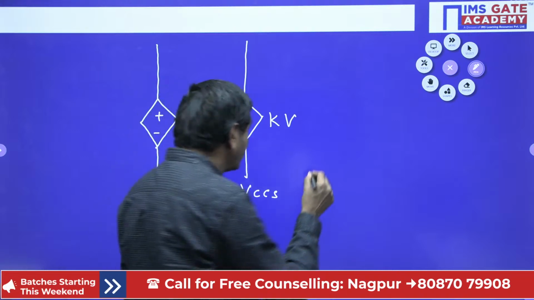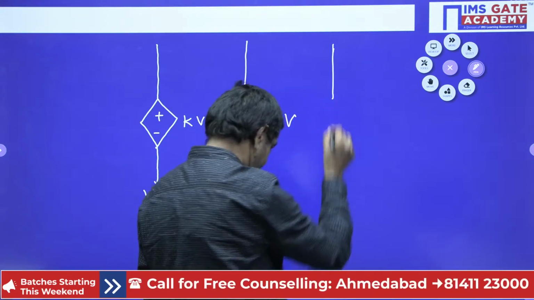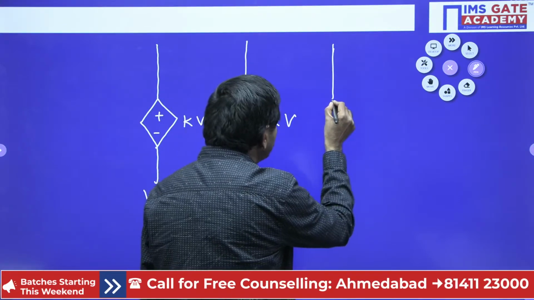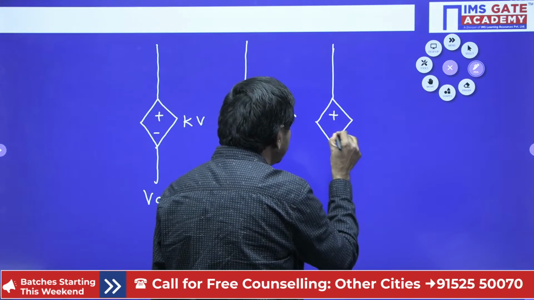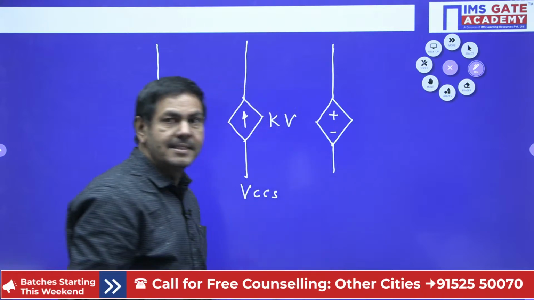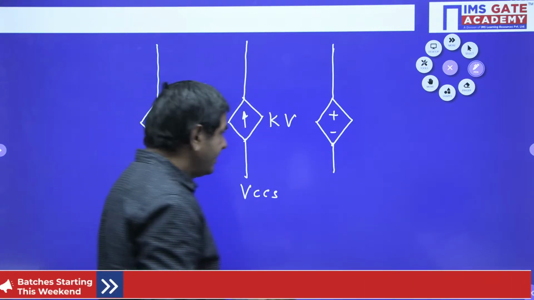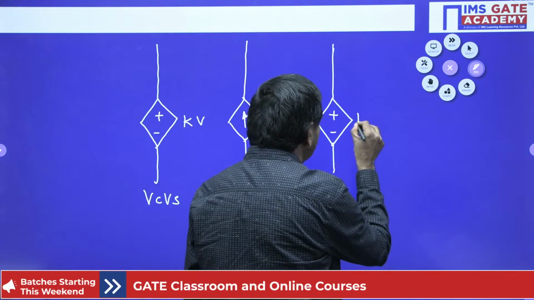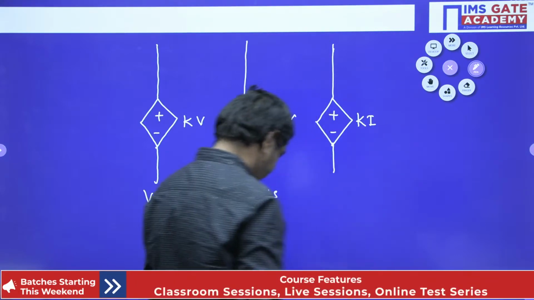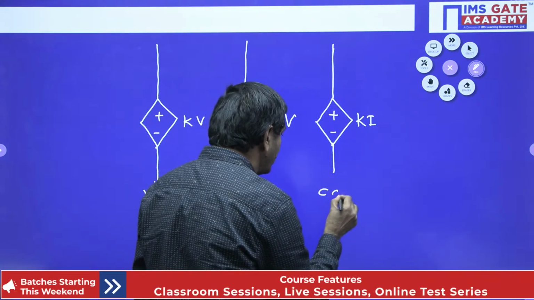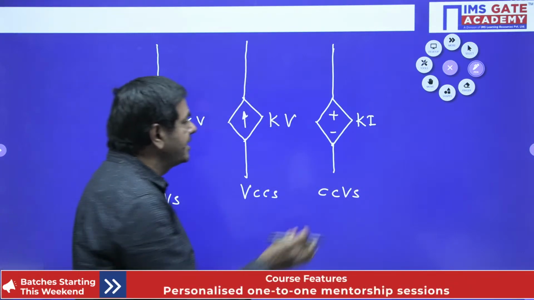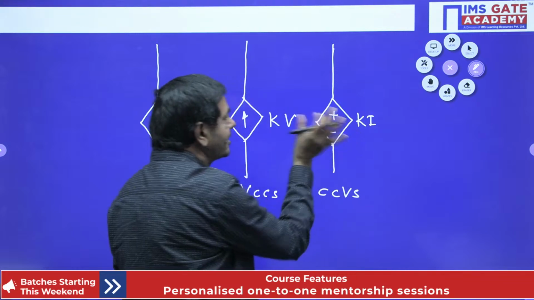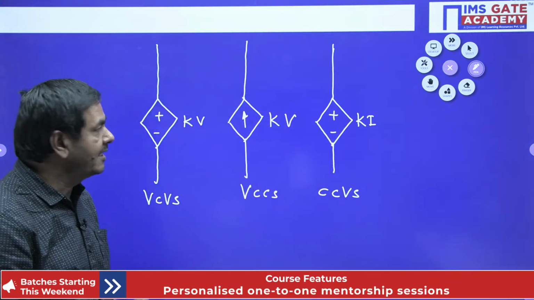If it is a current controlled voltage source, how can we draw it? Current controlled voltage source we can draw like this now. This is the voltage source. Here I can write K into I. With the change of this current, this voltage will be changing. That's why it is a current controlled voltage source.